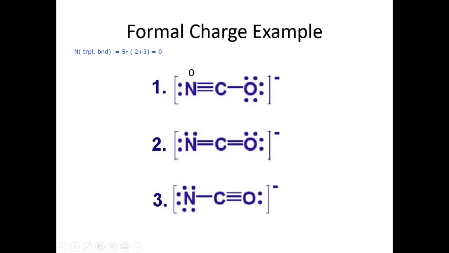Next we'll do the carbon. So for number 1 we'll do the carbon. Carbon has 4 valence electrons, minus 0 lone electrons, plus 4 bonds, equals 0.